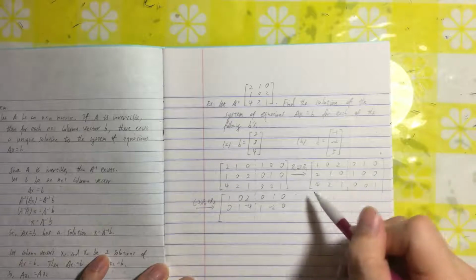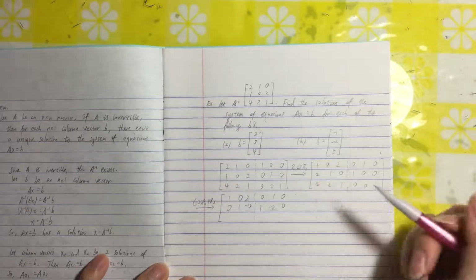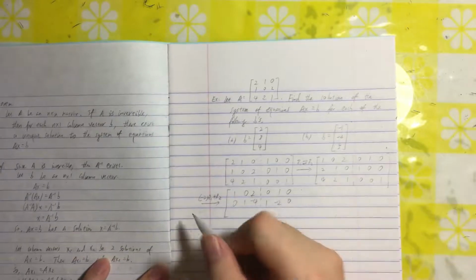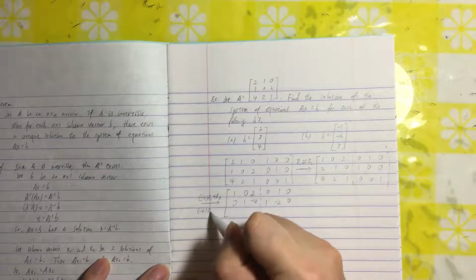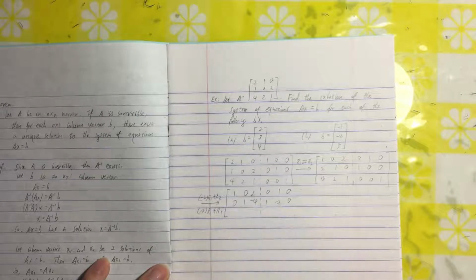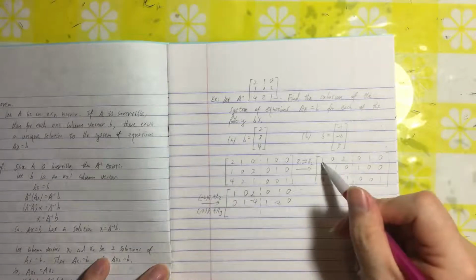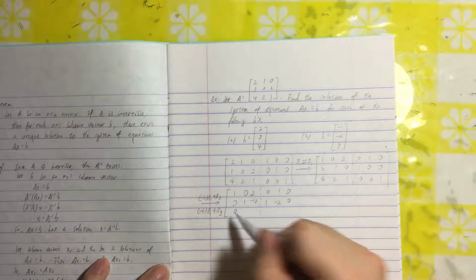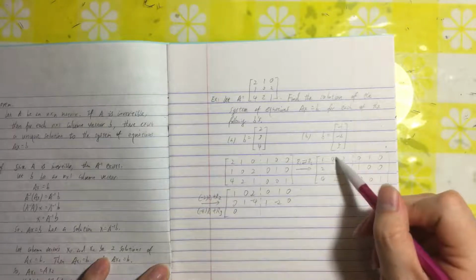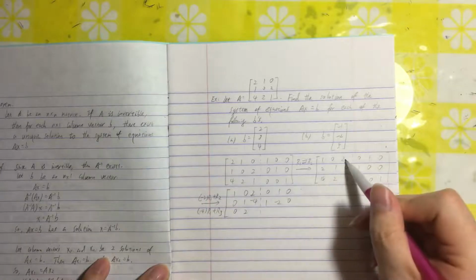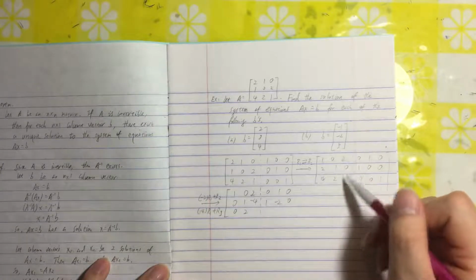Next, try to make 0 here. So I can multiply the first row by -4 and add it to the third row. -4 times 1 is -4. -4 plus 4 is 0. -4 times 0 is 0. 0 plus 2 is 2. Negative 4 times 2 is negative 8. Negative 8 plus 1 is negative 7.